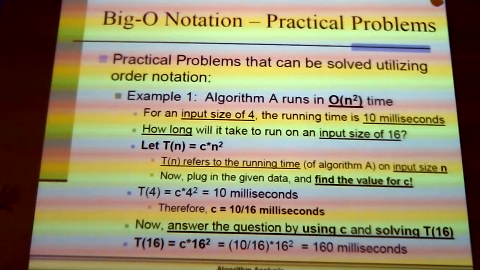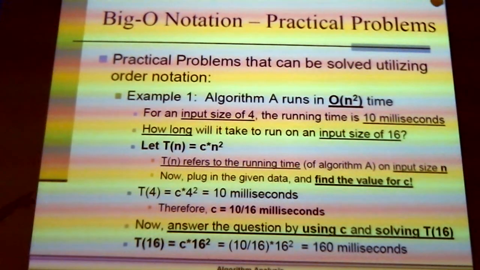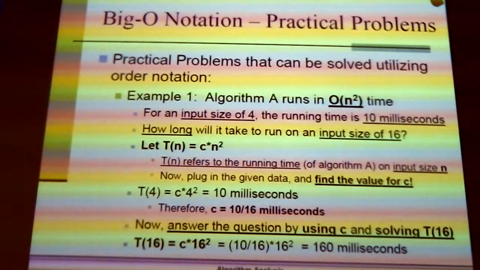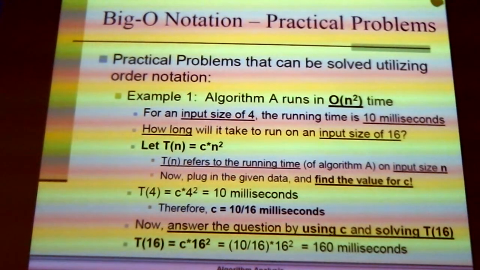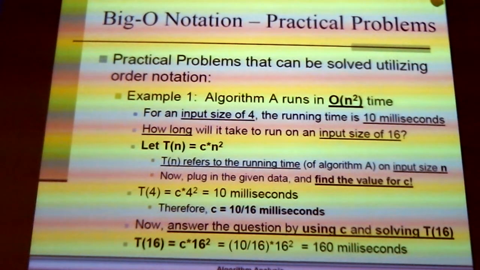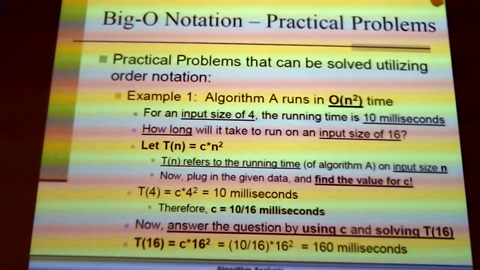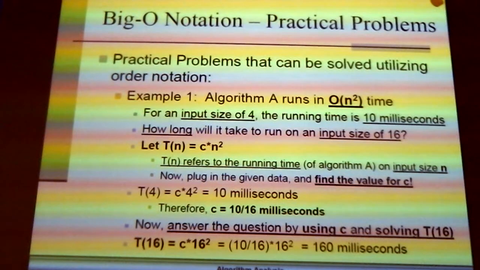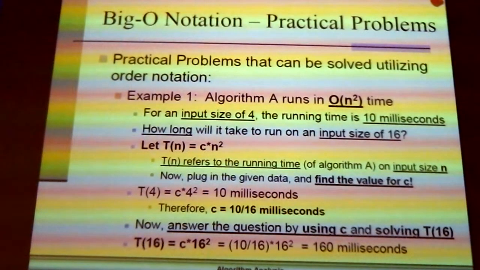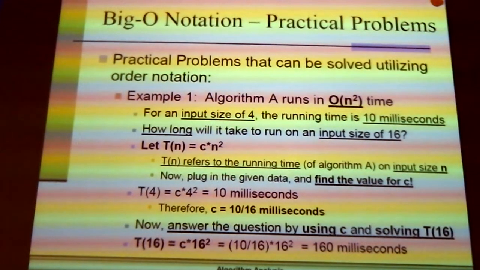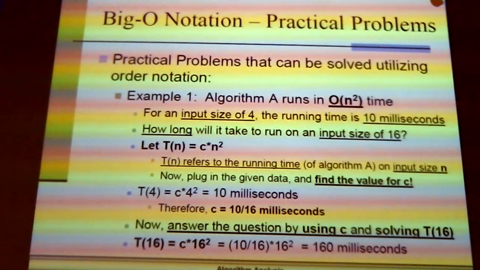So up here we said we have n squared, right? So here's our n squared, and we're looking for that constant value. So we put that C in there times our n squared. And then we said maybe it takes 10 milliseconds. So we plug in T of 4, which is equal to our constant times 4 squared, equal to 10 milliseconds. If we do all that good algebra stuff that we learned a long time ago, our C ends up being 10 divided by 16 milliseconds.